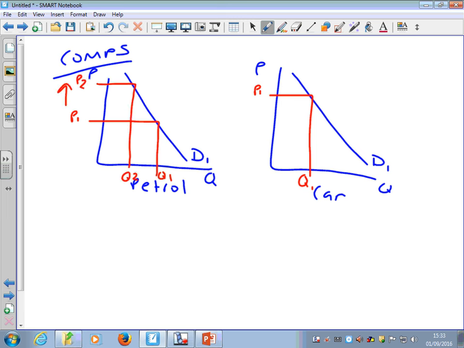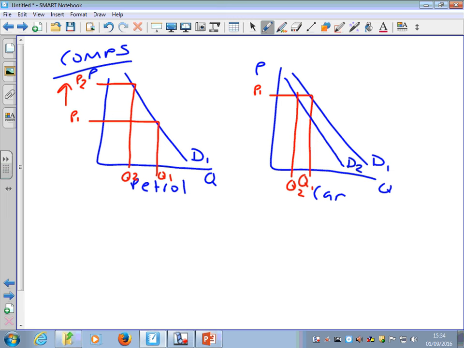At the higher price, there'll be fewer people buying petrol. Well, think about what that means for the car market. If petrol's now more expensive, people thinking about buying new cars think, you know what? At the original price of cars, I am now less willing and able to buy cars.